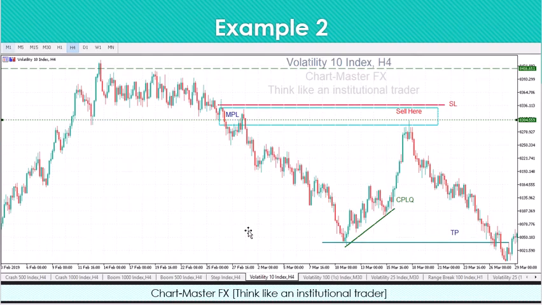Here we are on example number 2. On example number 2, here we have an MPL. So what happened is that the price dropped to the downside and created a low here. Once price created a low here, we can see that there was compression that occurred. As price was compressing, according to compression, we expect that the price should cover the compression zone.